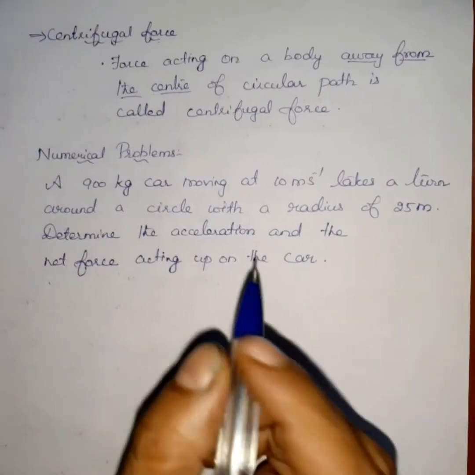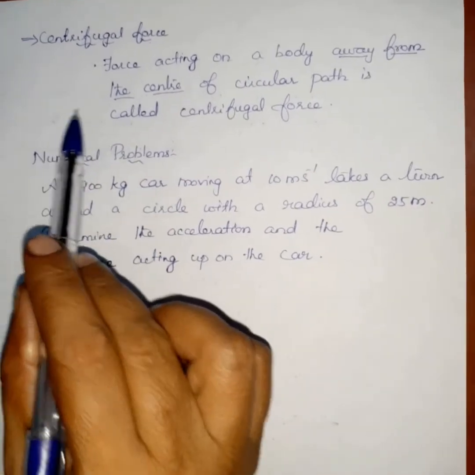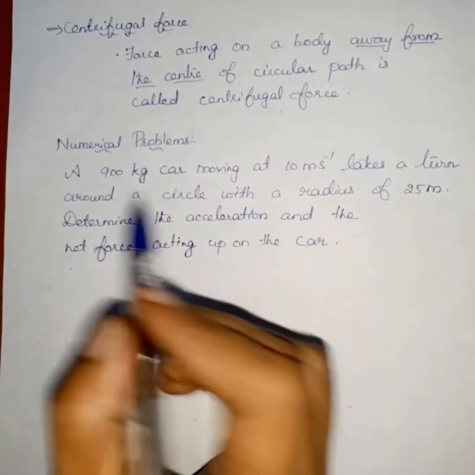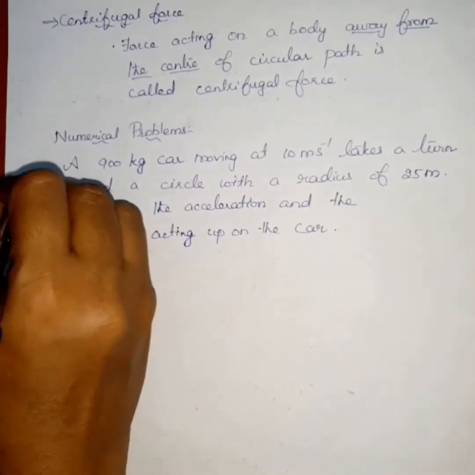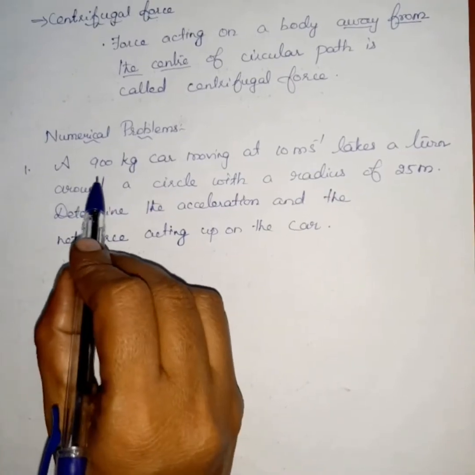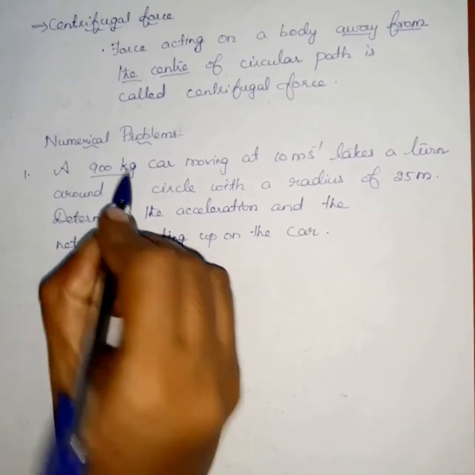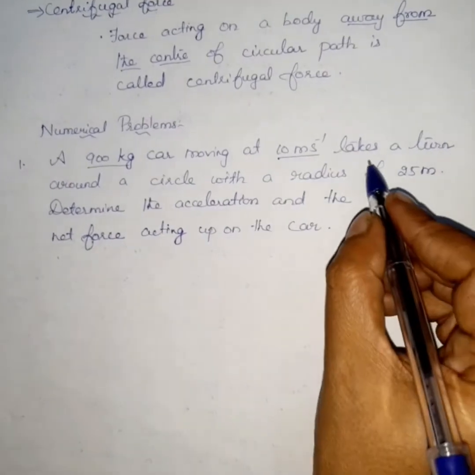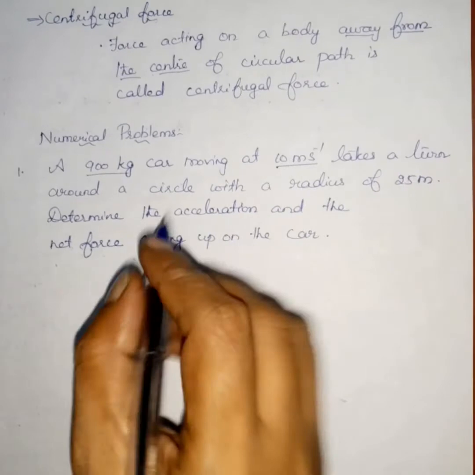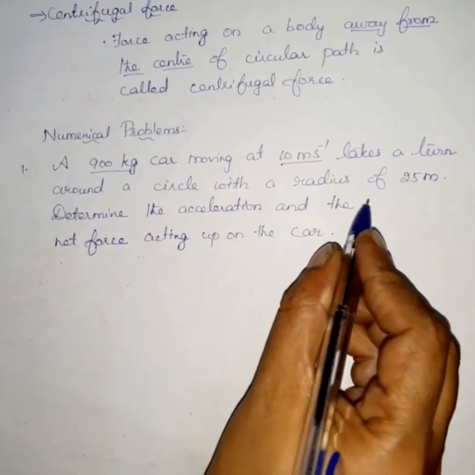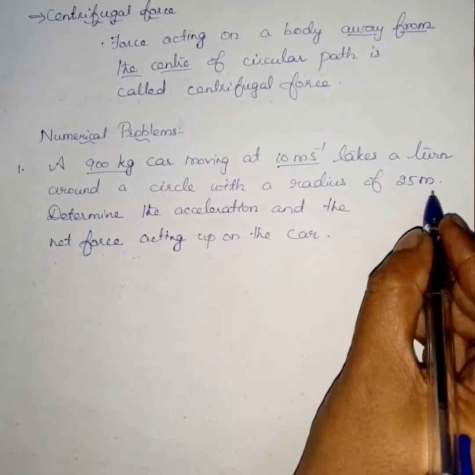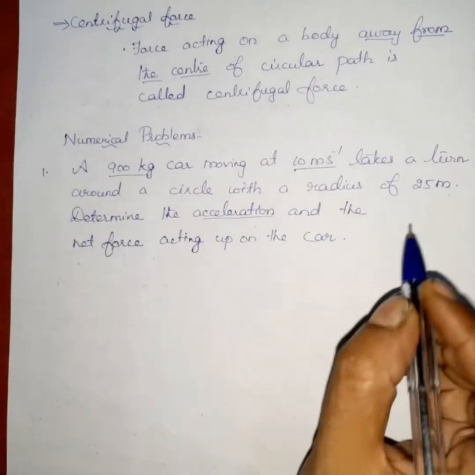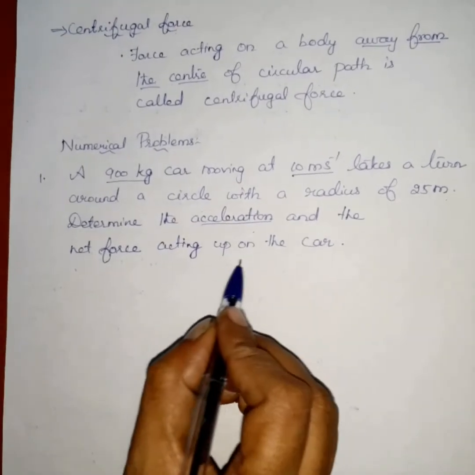Now we can understand clearly the centripetal and centrifugal force. Next we are going to study the numerical problems. First one. A 900 kg car moving at 10 meter per second takes a turn around a circle with a radius of 25 meter. Determine the acceleration and the net force acting upon the car.